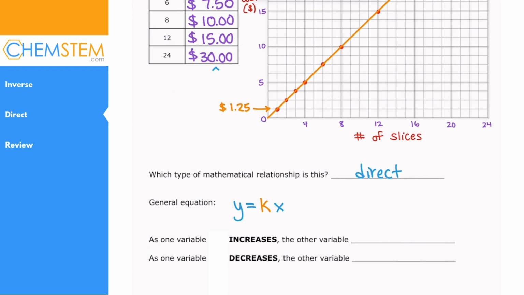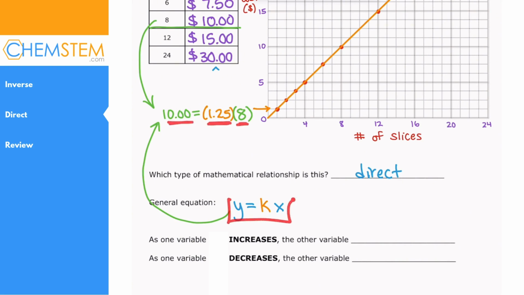So let's see how that applies with our example here. We're going to use 8 again, and we're going to use our general equation. So y is going to be equal to the 10. So that's $10. That is equal to $1.25. And what are we multiplying that by? That's going to be the number of slices, which is 8 slices. So you can verify that 8 times 1.25 does equal 10. So this generic equation makes sense for a direct proportion.